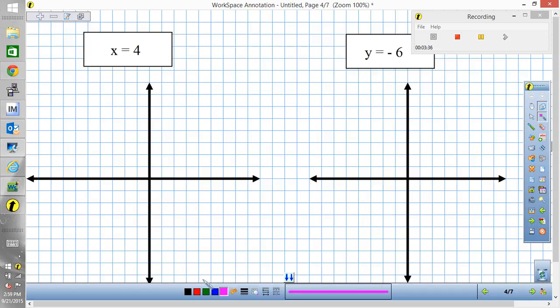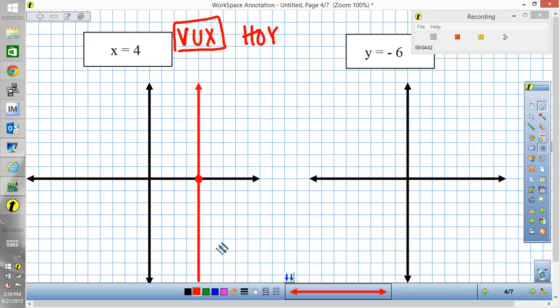Let's do a few examples of Vux Hoi. Since we have x and a number, I have to decide if this is a Vux or a Hoi. Since I have x, we know this is a Vux, so I know I'm going to be drawing a vertical line. So to do this, we go to the x-axis, and we find +4, and we put a dot. From there, we're going to draw a vertical line. And we're done with that one.